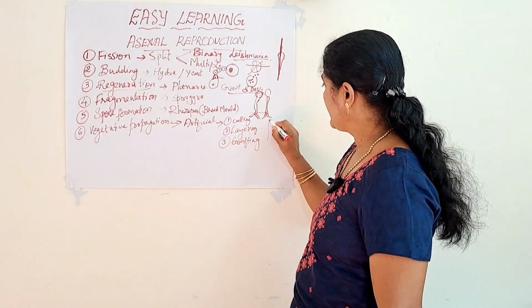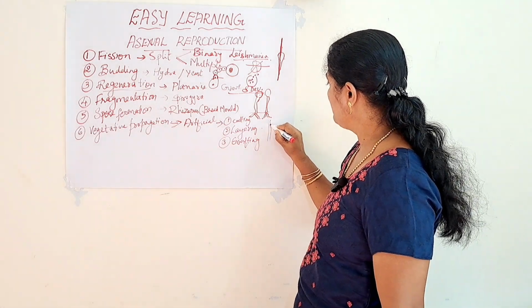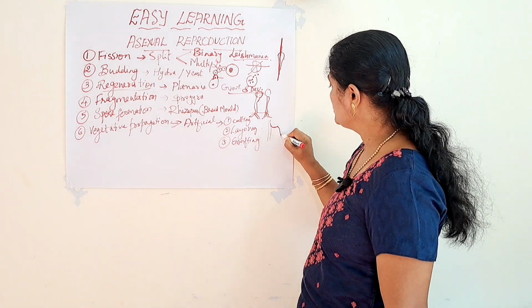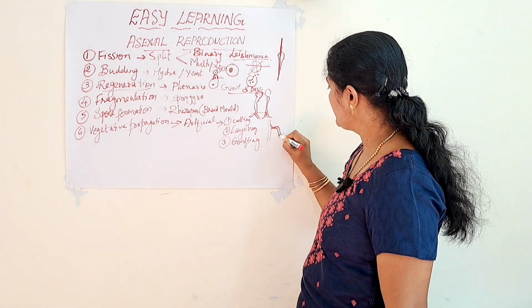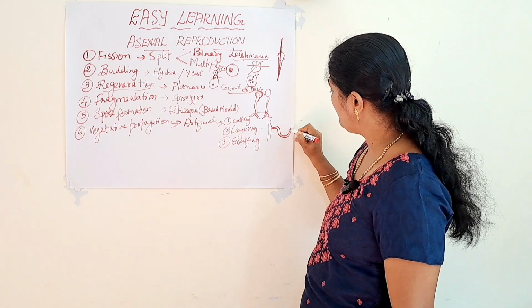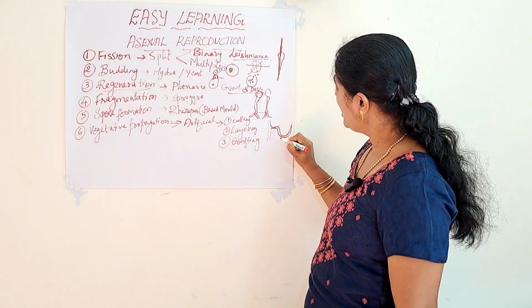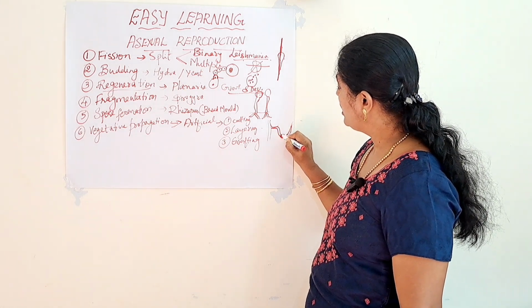So, the diagram is, if this is the tree and one branch is there, this branch will be bent in such a way that it is touching the ground, and then the other part will be exposed. This area will be covered with soil.